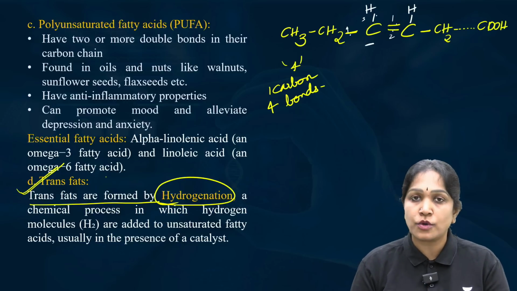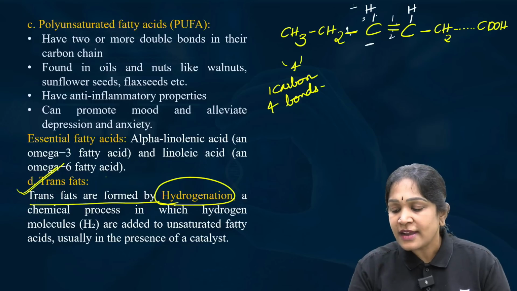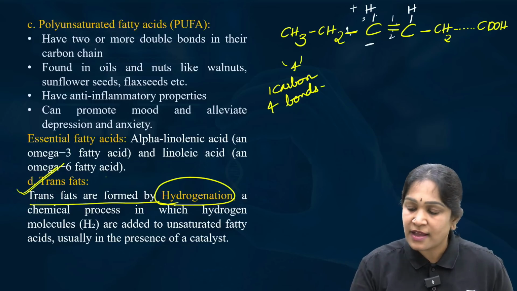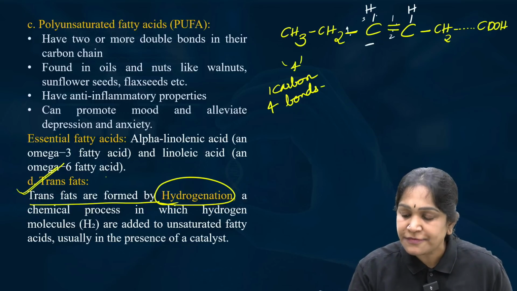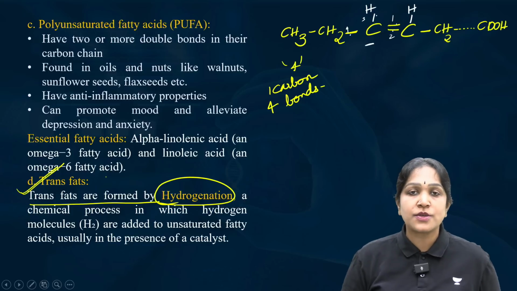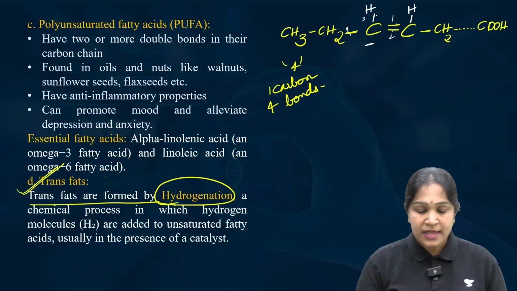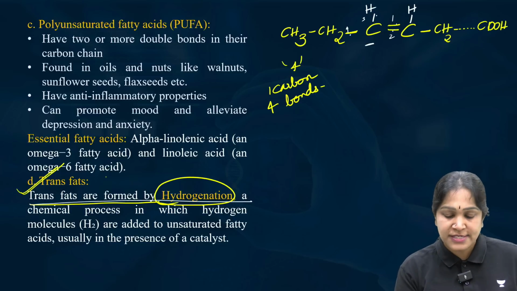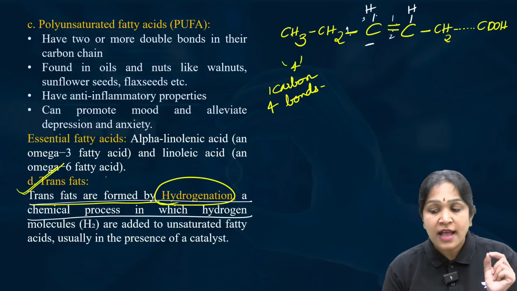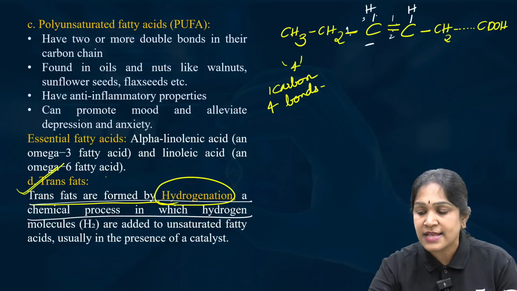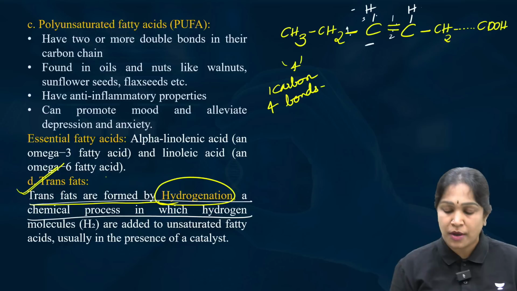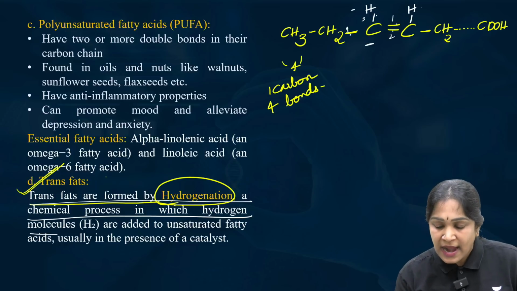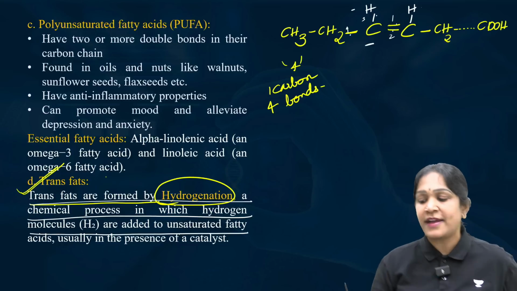Why is this called hydrogenation? Because we are adding the hydrogens to this fatty acid. Therefore, it is called hydrogenation. Trans fats are formed by hydrogenation, which is a chemical process in which hydrogen molecules, as you see here, are added to the unsaturated fatty acid.